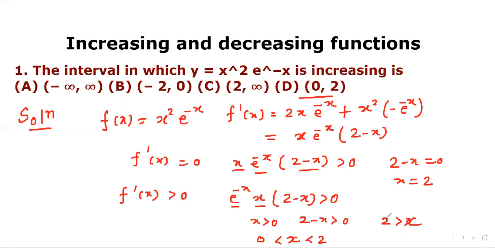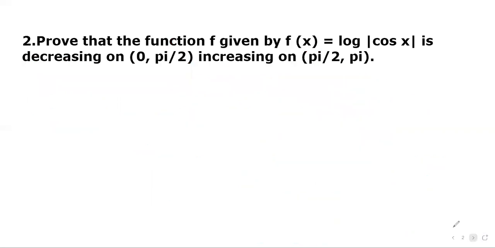I think you must have understood. Question number 2. Prove that the function f given by f(x) equal to log cos x is decreasing on 0 to pi by 2 and increasing on pi by 2 to pi. Let's consider its solution.